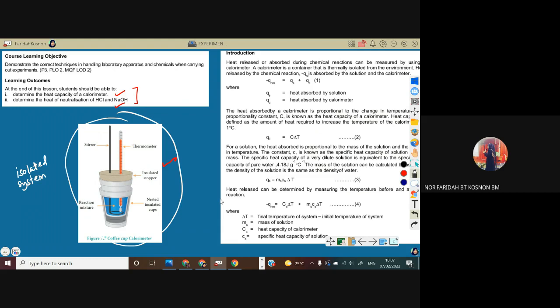Anybody? Ataupun boleh type dekat chat. Ini itu masalah dia kalau online, nanti masalahnya line lah, tak boleh nak cakap lah, tak boleh nak respon lah. Anybody? Ataupun saya sebut je nama ni, dia kena type kat situ. Lily Natasha, apa maksud isolated system?